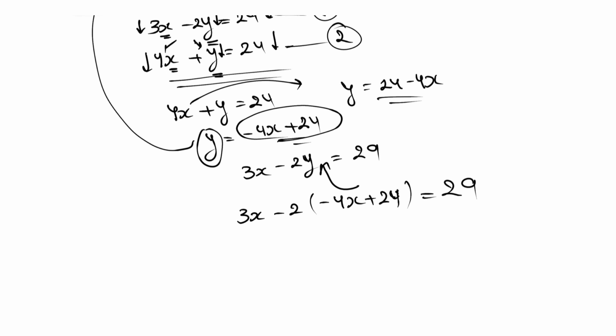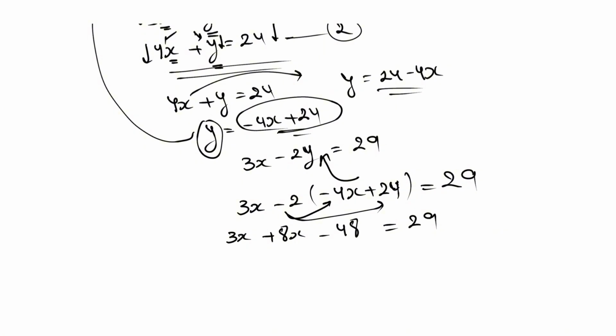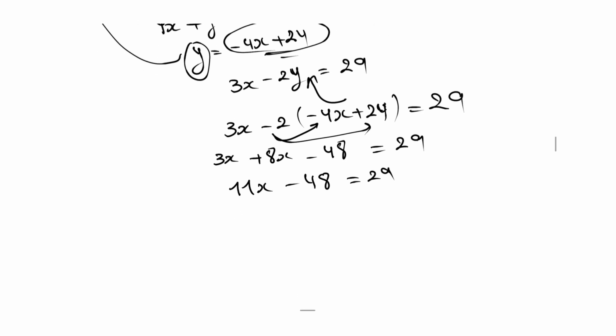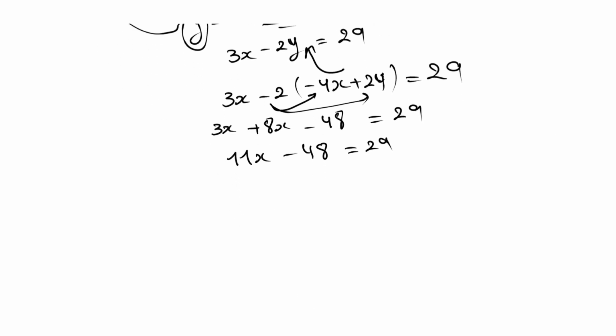Understood? So now let's continue to simplify. 3x. Here we have minus 2 multiplied by minus 4x, plus 8x, minus 2 multiplied by 24, minus 48, equals 29. Now just simplify it, okay? 3x plus 8x equals what? 11x minus 48 equals 29. Now it's just a normal linear equation. To solve it, just shift 48 to the other side, so it will be 11x equals 77.